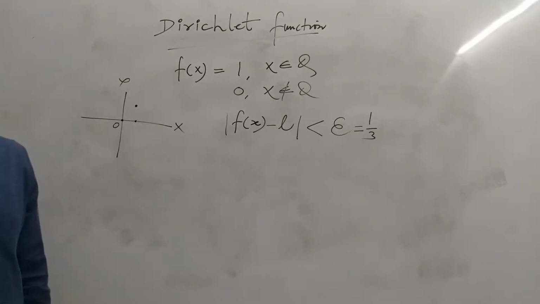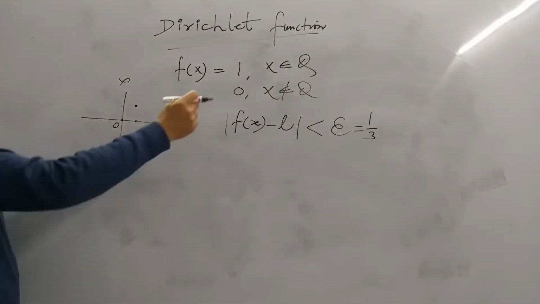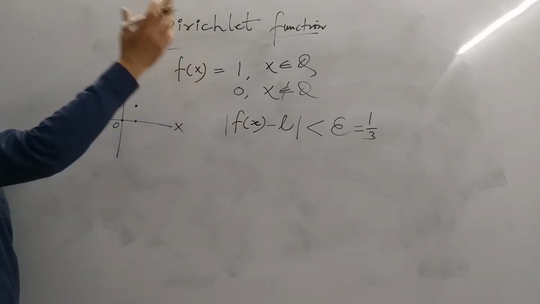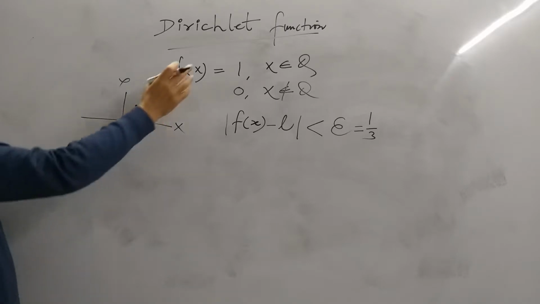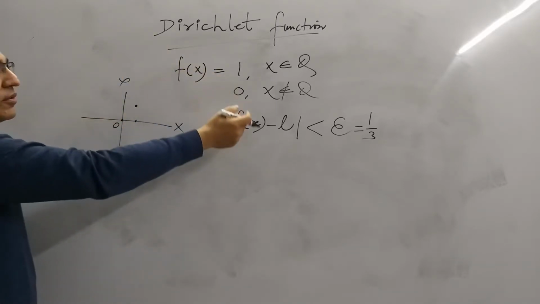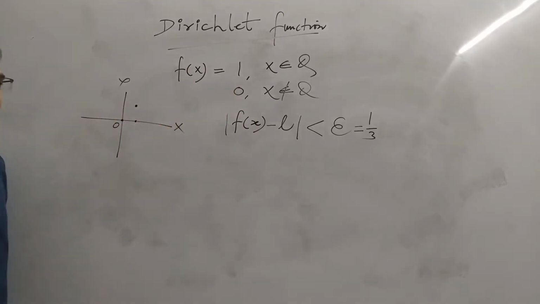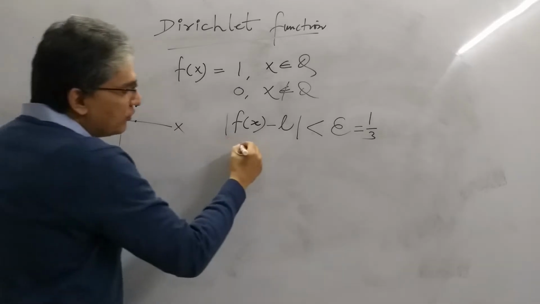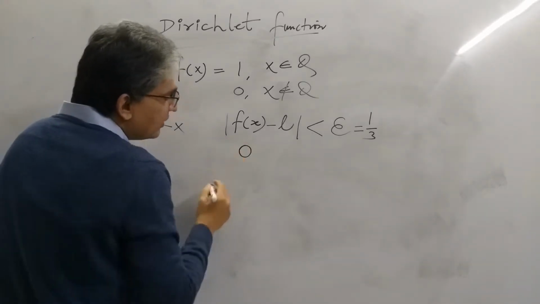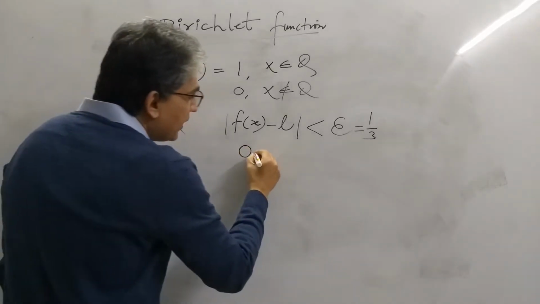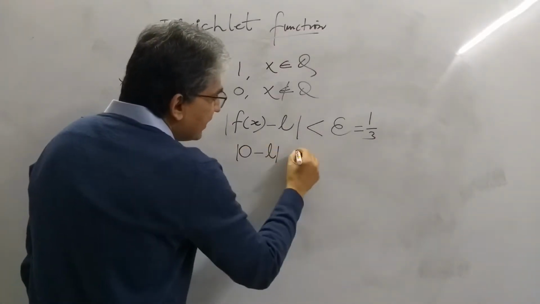If there is not a limit, we should not get a delta. But how do you prove that? It's very simple. Suppose you choose some x which is rational. So your function will become what? 1. And if you choose your x to be something which is irrational, the function will become 0. So first take irrational. If x is irrational, the function becomes 0. Now |0 minus L| is less than epsilon.